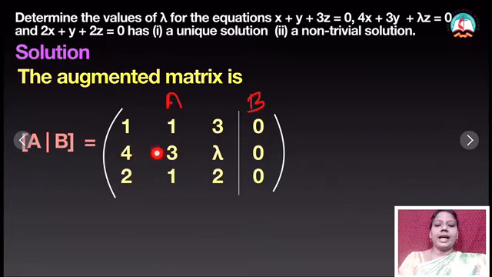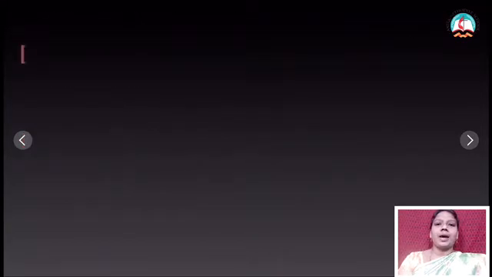Here I have R2 and R3, and we are going to interchange them. Because lambda is here, I need to keep lambda in the third row. Then it will be easy for me to find the solution. Therefore, we just interchange R2 and R3.